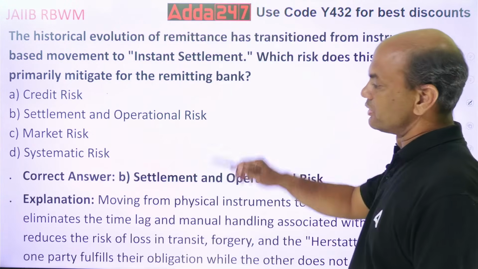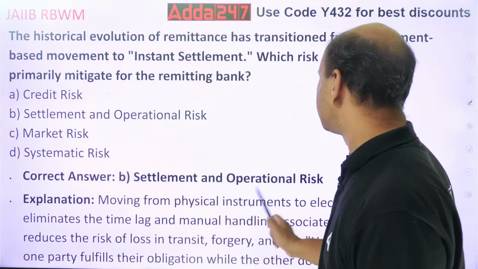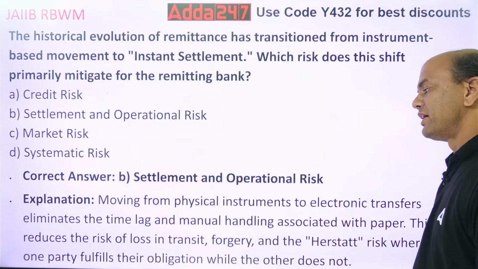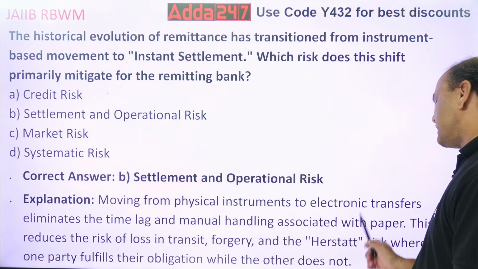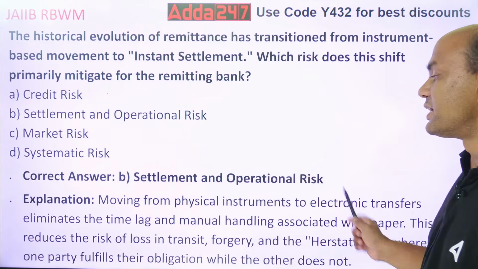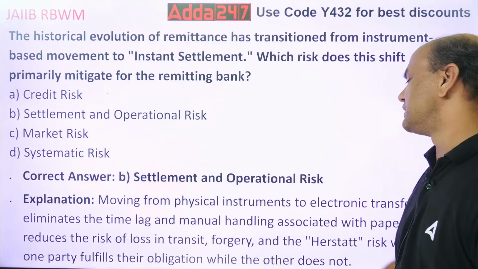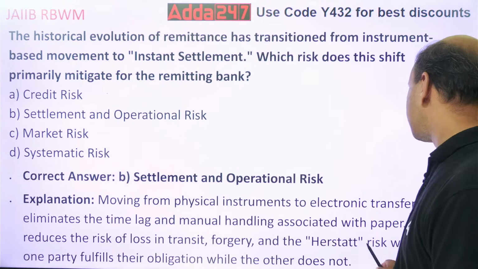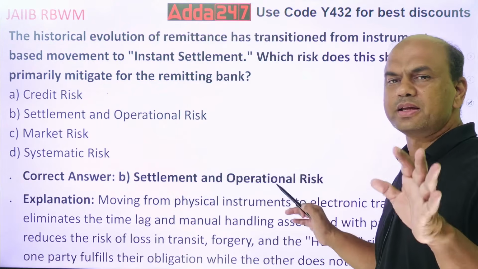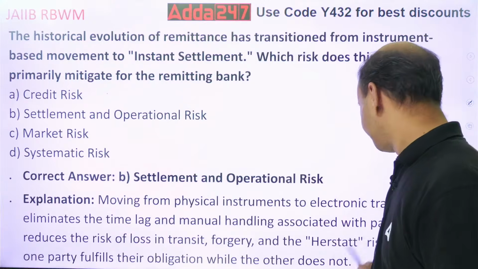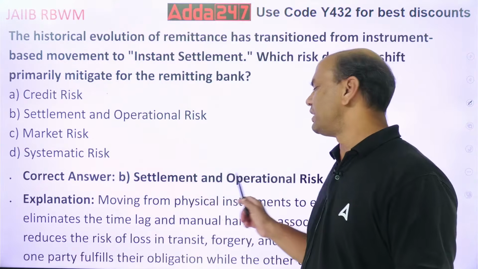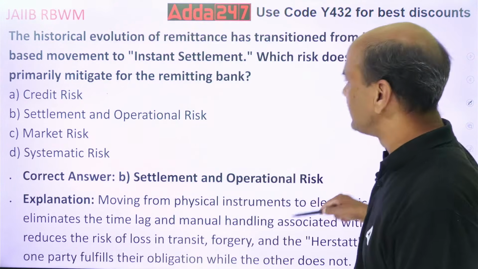Kindly note, moving from physical instruments to electronic transfers eliminates the time lag and manual handling associated with paper. This reduces the risk of loss in transit, forgery, and Herstatt risk. Now, you don't look into Herstatt right now. Herstatt is a big risk. It's in CAIIB. So you only remember this much: settlement and operations risk is covered in this.